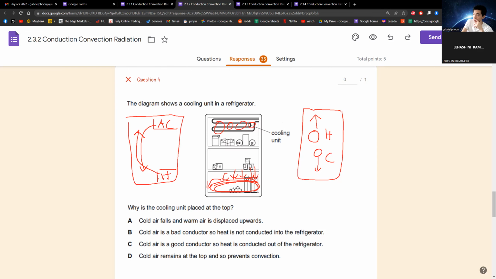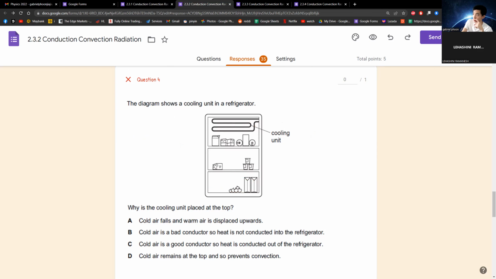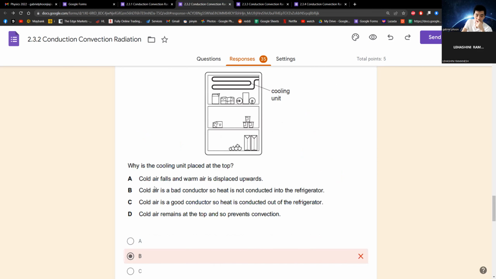If you can understand this, then looking at the question here, what do they want? Why is the cooling unit placed on top? Your answer was cool air is a bad conductor, so heat is not conducted in the refrigerator. Not exactly. Cold air falls and warm air is displaced upwards. A should have been the answer here. You understand? Yeah. All right.